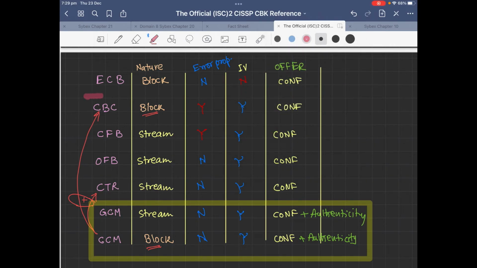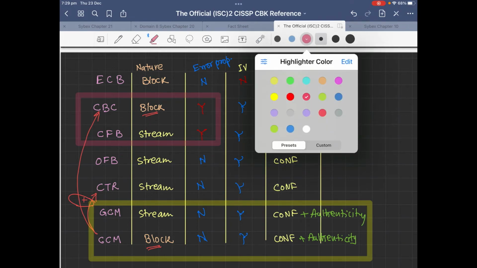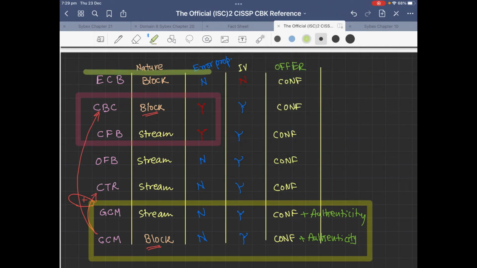And these two modes are the modes where errors are propagated, right? And the only place where we do not use an initialization vector is ECB. This is also important, I think. This one does not use any initialization vector, right? So yeah, this is the end of the video.